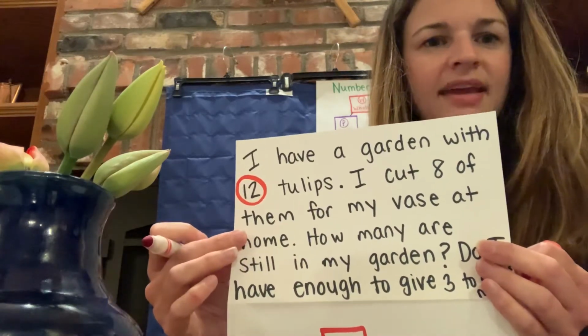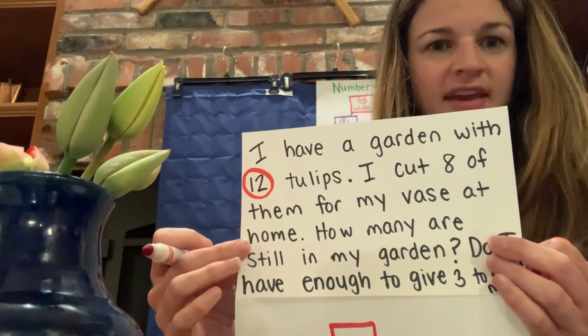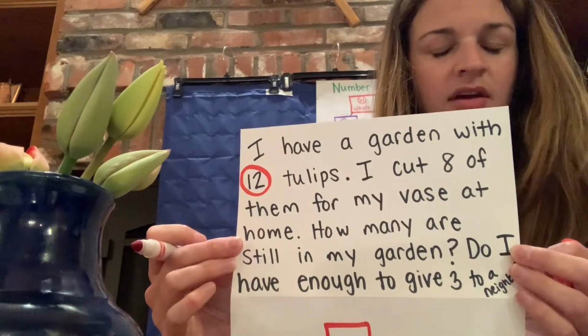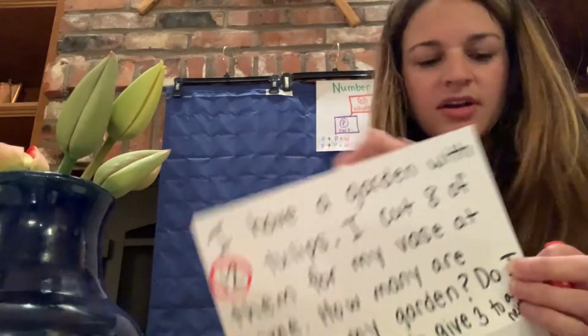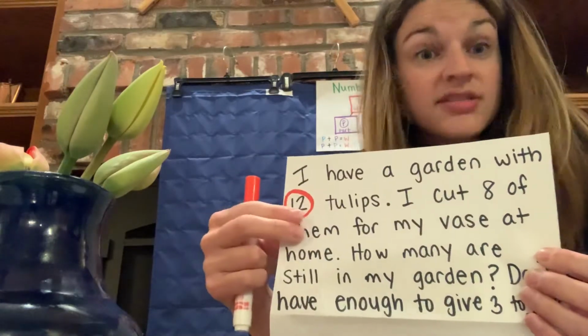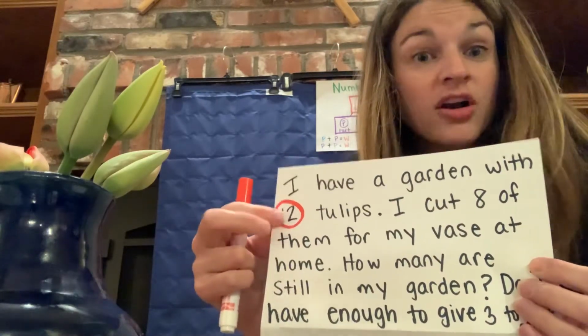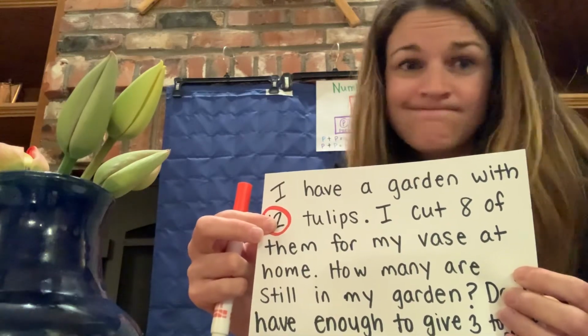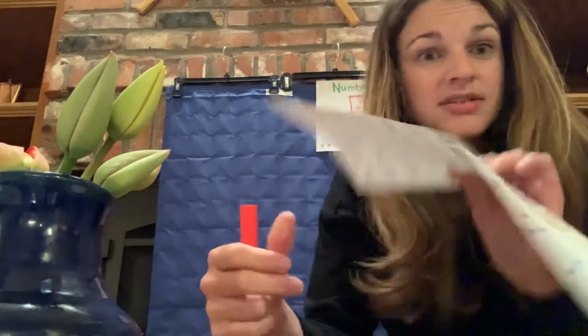All right, it says, I cut 8 of them for my vase at home. How many are still in my garden? All right, so one of the other numbers that I saw was the number 8. And that's part of the 12, right? Because those are still from my garden. That's part of this number. But is it the whole number? Is it all 12 of them? Nope, it's just a part. So I'm gonna circle that in another color so that I can keep track of it.